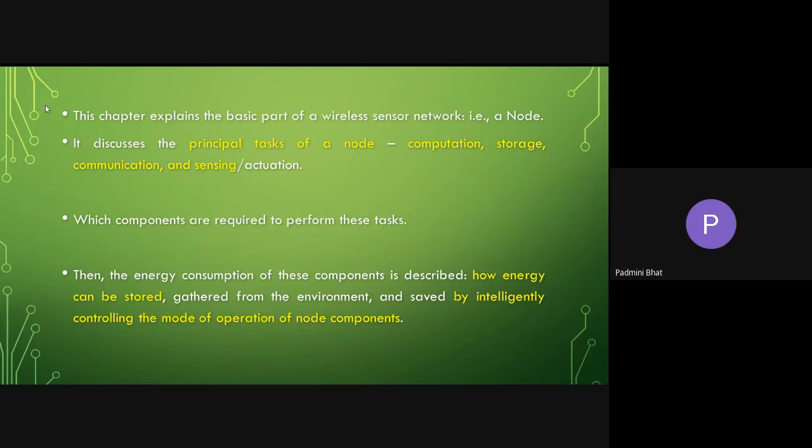Now, in detail we will be studying the mode of operation. Whenever you don't require certain components to work, you put them in a sleep mode. That is one mode of operation. Whenever you want a task to be performed by that component, then you put it in the active mode.